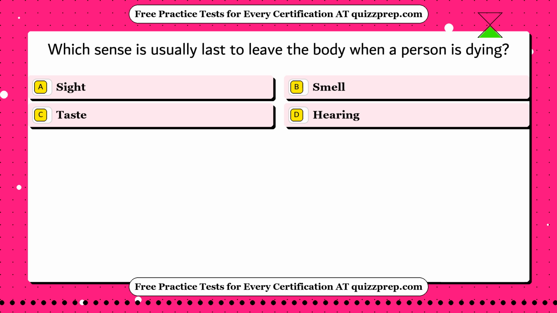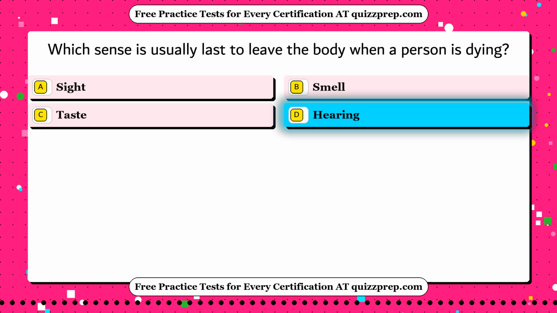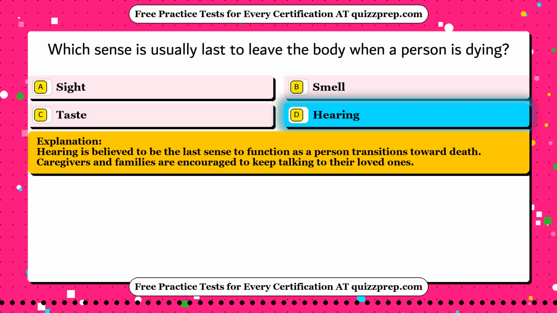Question 5. Which sense is usually last to leave the body when a person is dying? Option A, sight. Option B, smell. Option C, taste. Option D, hearing. The correct answer is option D, hearing. Hearing is believed to be the last sense to function as a person transitions toward death. Caregivers and families are encouraged to keep talking to their loved ones.